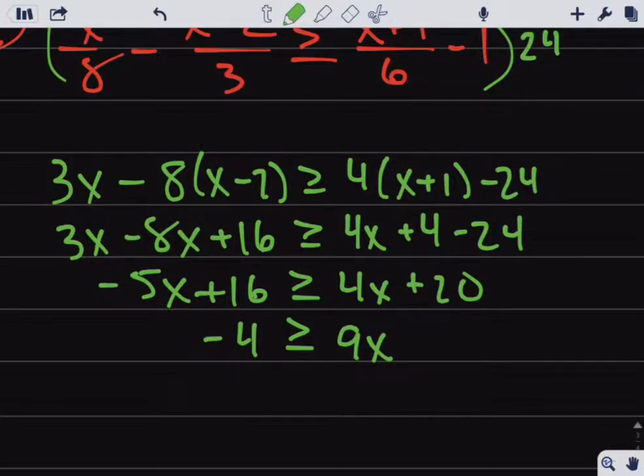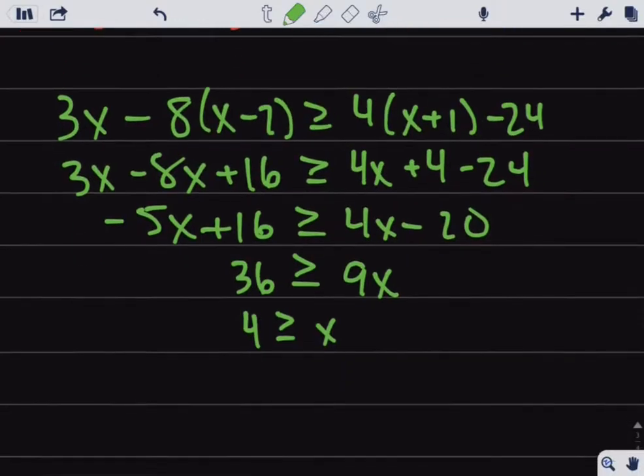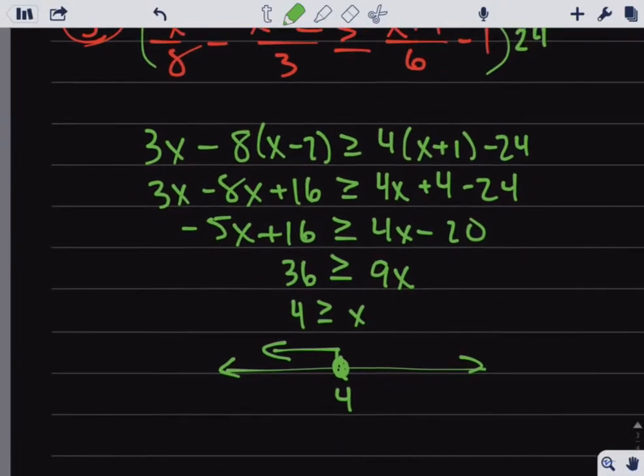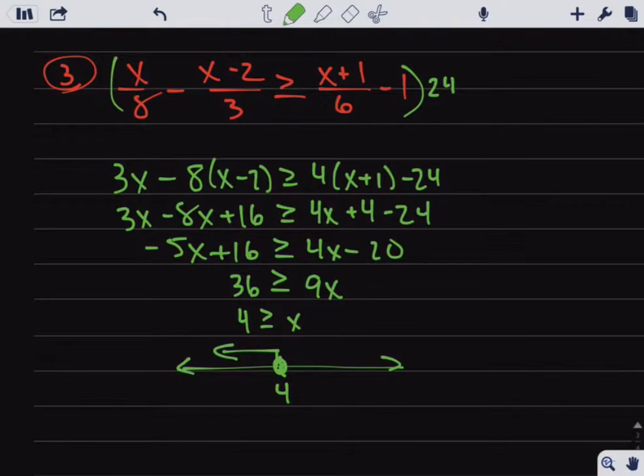Oh, this is an error there. That's a negative 20. That means when I'm adding it over, I get 36. And then divide by 9, I get 4 is greater than or equal to x. Okay, and then I can graph that, if we need to graph it. If we don't need to graph it, good. There's 4, it's closed, and we're less than or equal to, means it goes that way. Okay, that's 3 all the way through.